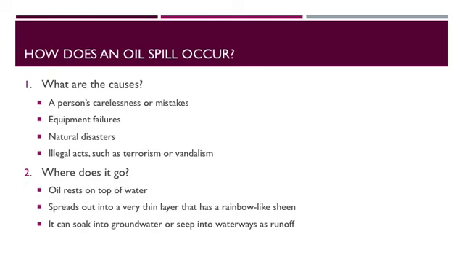Where does the oil go? In terms of the ocean, it can rest on top of the water. It may sink below the surface of fresh water, but it's very rare that it happens. It spreads out into a very thin layer that has a rainbow-like sheen. In terms of land, it can soak into groundwater or seep into waterways as runoff.